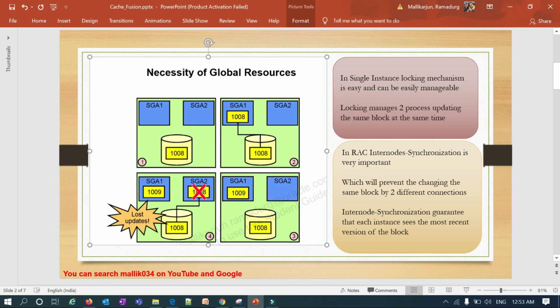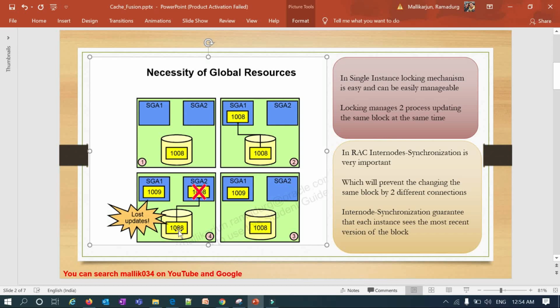So in a single instance it's easy to manage, whereas in RAC, you can see here that block 1008 is already accessed by instance 1. You can see it here, it is already accessed by instance 1, and in that instance 1, one session has updated it to 1009.